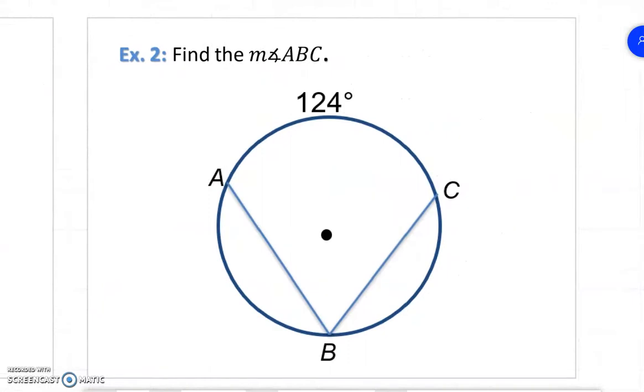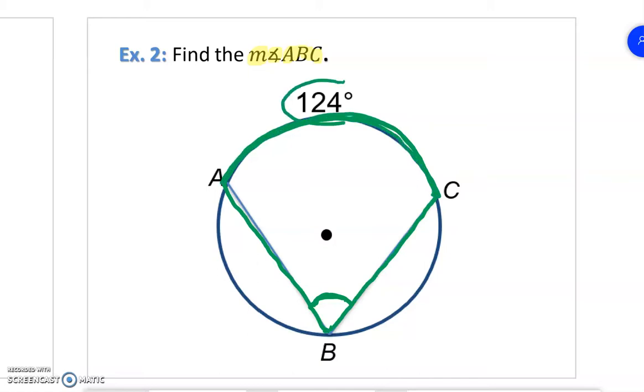Example 2, again, I know I'm going pretty quick. Pause the video and rewind as needed. You'll notice it says in this one, find the measurement of angle ABC. So let's find angle ABC. That's going to be this angle right here. Notice how this angle here is what we call an inscribed angle. It is not a central angle. It's an inscribed angle. Notice how this angle is intercepting arc AC. What is the measurement of arc AC?